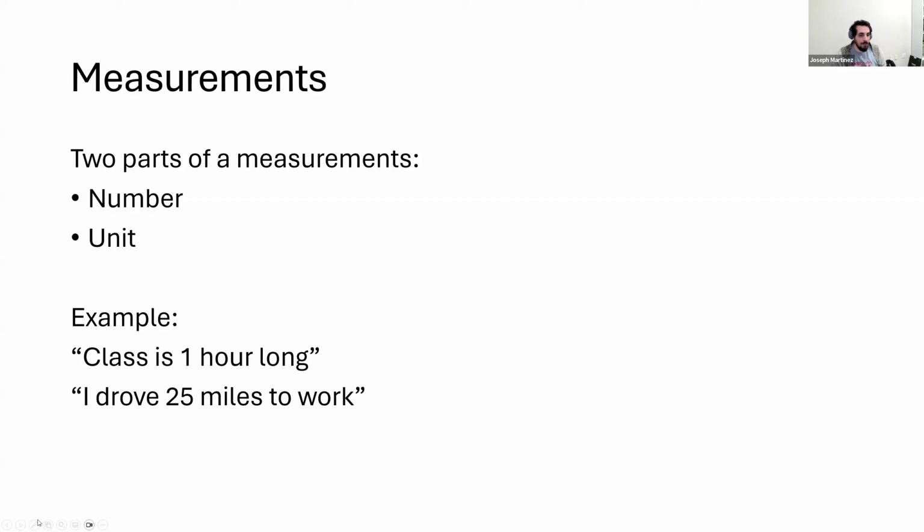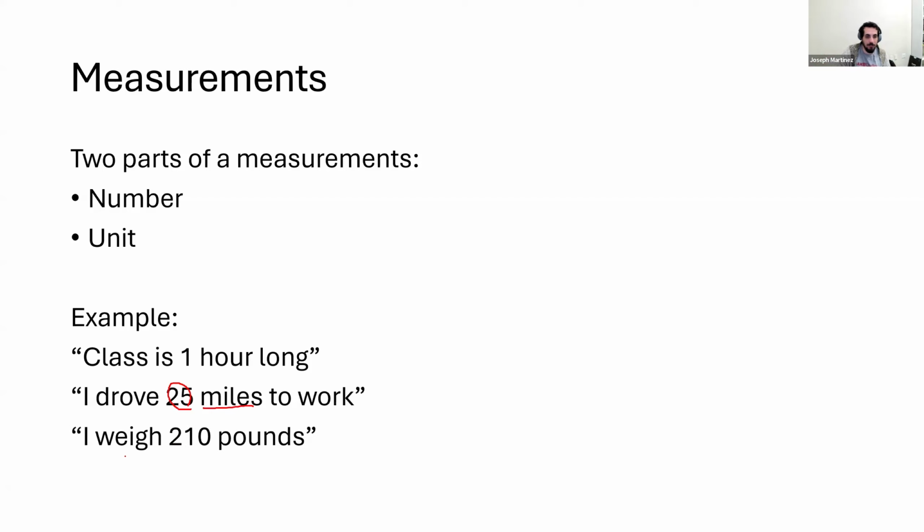I drove 25 miles to work. We have a number, 25, right? That is the numerical portion of this. It tells you how many miles you drove, and mile is the unit, right? And again, 25 miles is a lot different than 25 feet. I cannot emphasize enough that the unit matters a great deal, right?